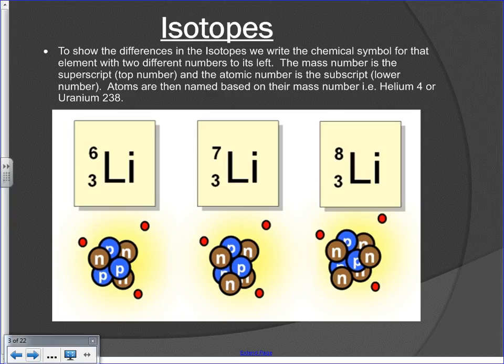And you can see down here they've got the pictures of what that atom would look like. So 3 neutrons, 3 protons, 3 electrons, 4 neutrons, etc. The atom, sorry, just gets bigger. And then obviously we give them the name of the element with the number of particles. So this would be lithium 6, this would be lithium 7, and this would be lithium 8.